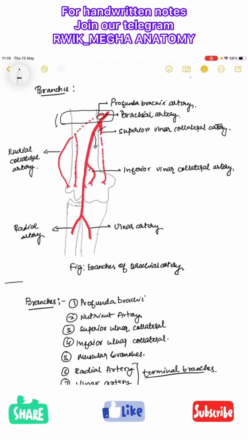Okay, now these are the two terminal branches. At the neck of the radius, the brachial artery divides and terminates by dividing into the two terminal branches. Medially is the ulnar and laterally is the radial artery.